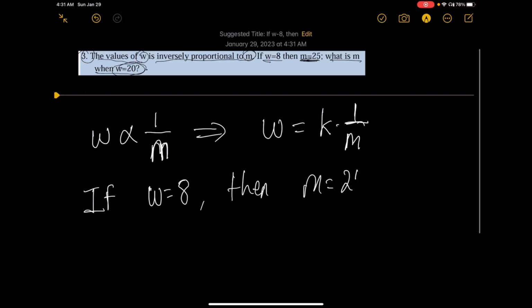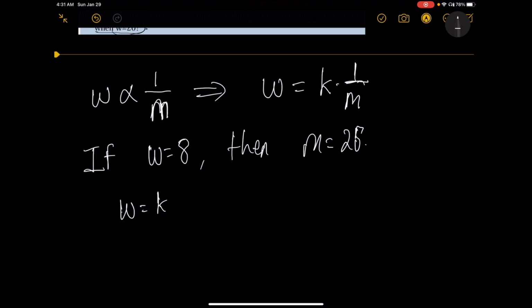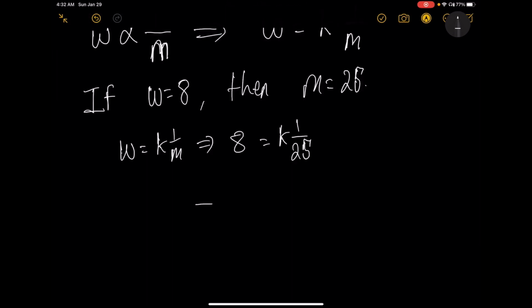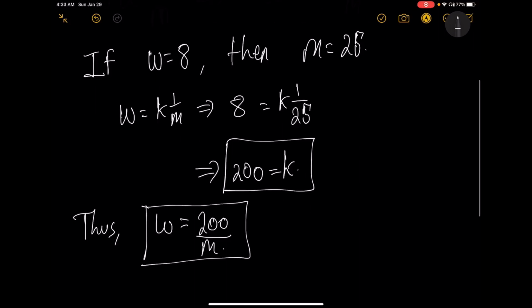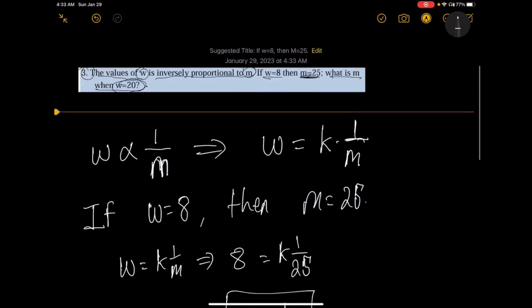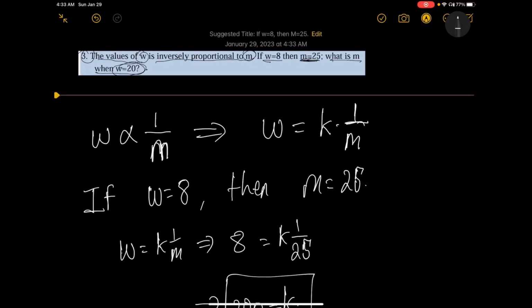Now the fact we were told is that if w is 8, then m is 25. So w is equal to k times 1 over m, which implies 8 is equal to k times 1 over 25. Now multiplying both sides by 25, 8 times 25 is 200, so 200 is equal to k. That is the constant of proportionality. This is the equation that relates the variable w with the variable m. Now what were we asked? What is m when w is equal to 20?